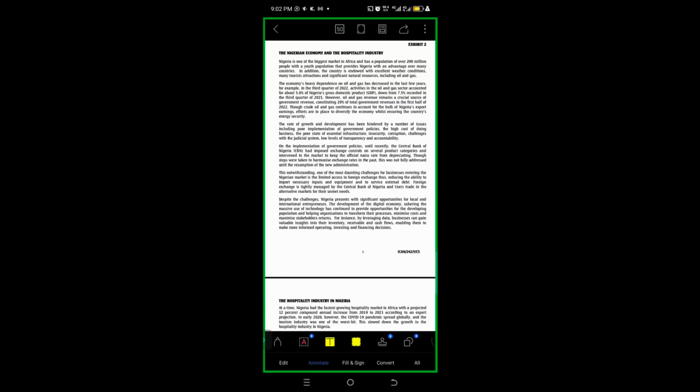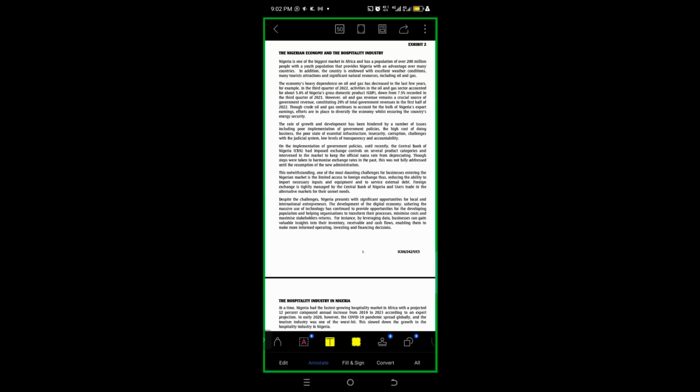So they said over 200 million people, and with a youth population, which means, Travex, this youth population can serve as human resources, can work, can be employed to work. This is an advantage, right?